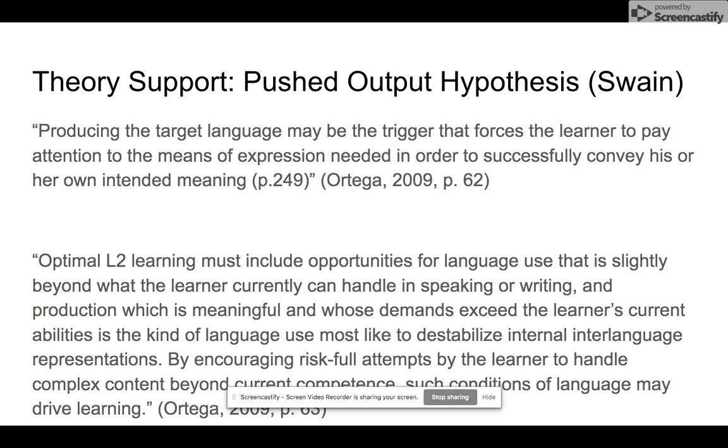It wasn't a totally safe prompt where everything would have been perfect. It was a production activity that was just beyond what the people could do, and therefore we were able to see some interlanguage in how the learner deals with it. And I totally believe that this is the best way to learn, is pushed output, making it happen. It's uncomfortable, but it's something that has to happen.